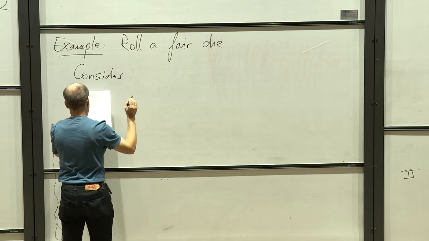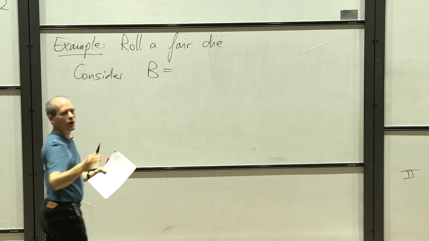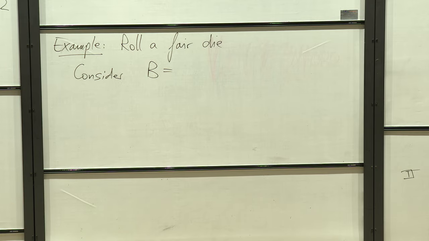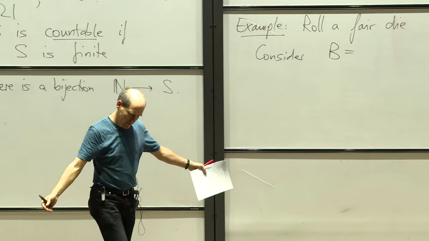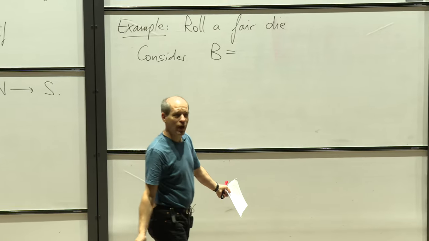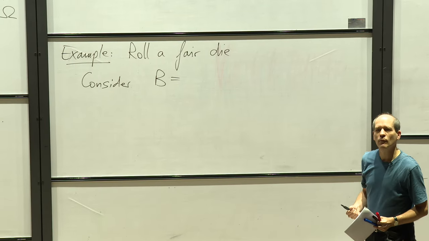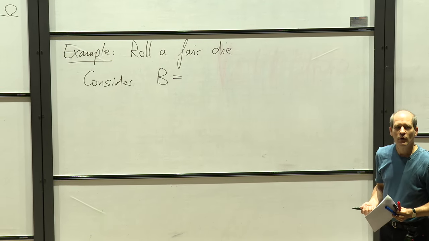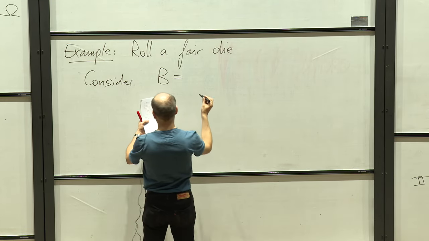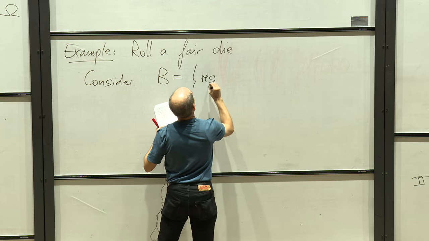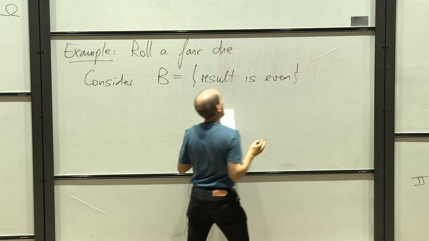We are interested in two events. Maybe you are rolling the die and not revealing everything to me immediately. So I'm thinking, well, if it's a fair die, then there's a probability of 1/6 for every outcome. I'm interested in a 6. But you tell me, well, the result is even. Then you're giving me some information, B, that the result is even.